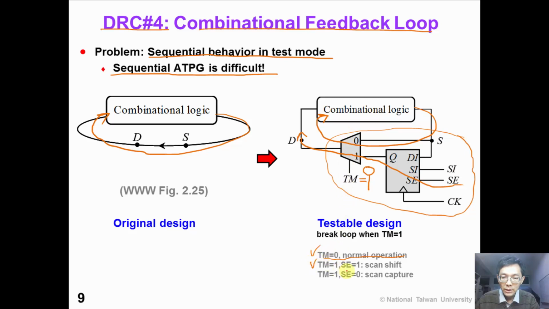When test mode is 1, scan enable is 1, we perform a scan shift. When test mode is 1, scan enable is 0, we perform a scan capture. Please note that we use the test mode signal instead of scan enable signal in this repair, because we want to make sure that in scan capture mode we can still control the value of this combinational feedback loop. That is why we use test mode instead of scan enable here.